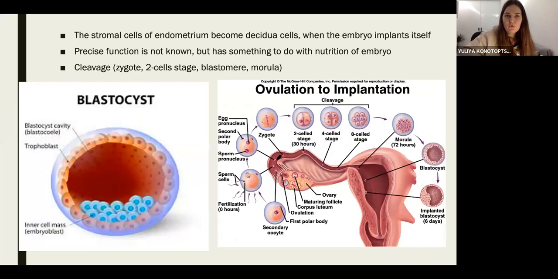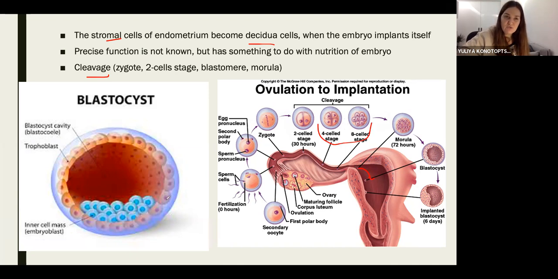Cool. So here we talked about it, that stromal cells of the endometrium will become decidual cells, right? Cleavage, you remember, right? So we started with the zygote, then it became 2-cell stage, then 4, right? Then 8, and then morula. Morula is the one that enters into the uterus. How do you call 4 and 8? Blastomere. Very good. You call it blastomere. And then morula is here.